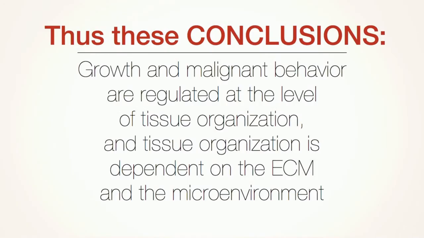So it's a new way of thinking about cancer. It's a hopeful way of thinking about cancer. We should be able to be dealing with these things at this level. And these conclusions say that growth and malignant behavior is regulated at the level of tissue organization, and that the tissue organization is dependent on the extracellular matrix and the microenvironment.